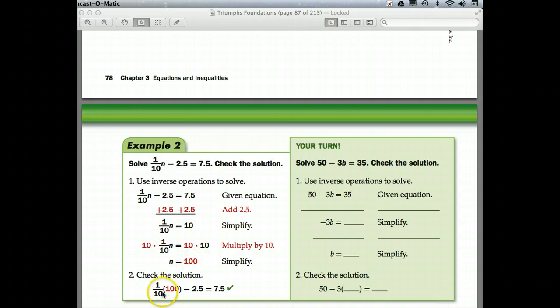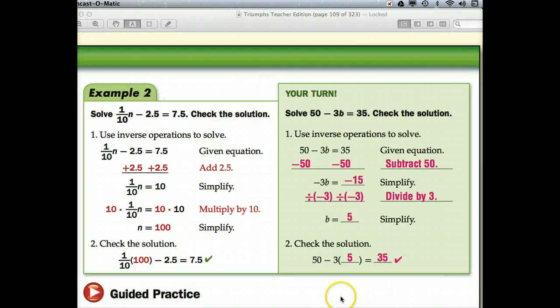We go back and we check our solution, substituting in the 100 for n in our original equation. We do get that 7.5 is equal to 7.5. Okay, now it's your turn, so pause the video and you can work this problem.